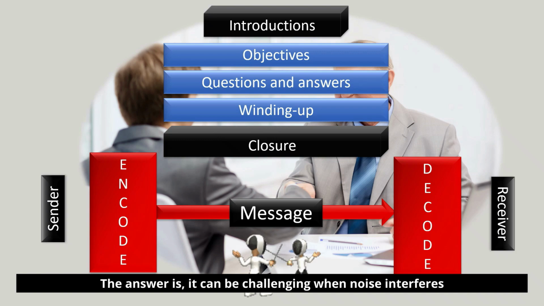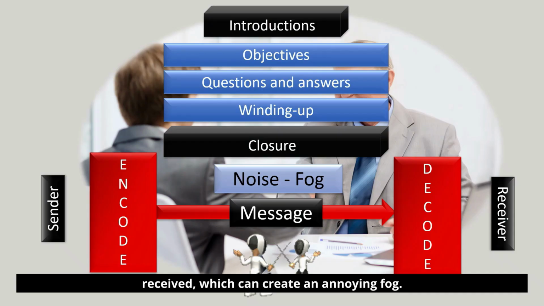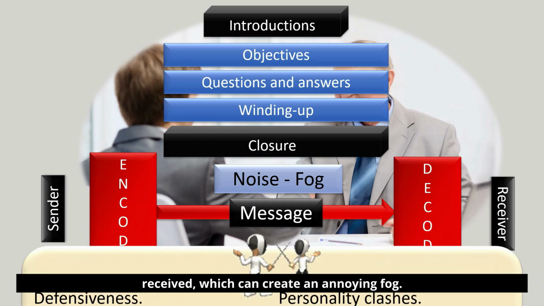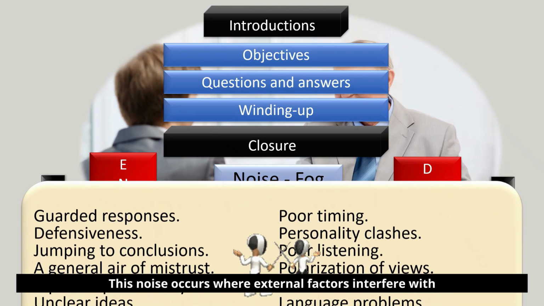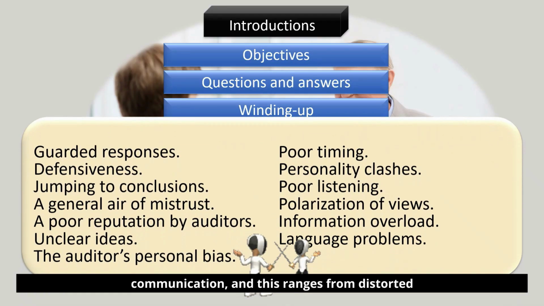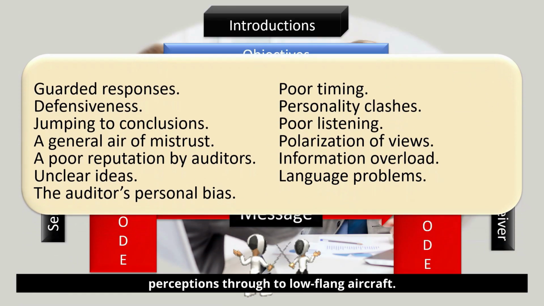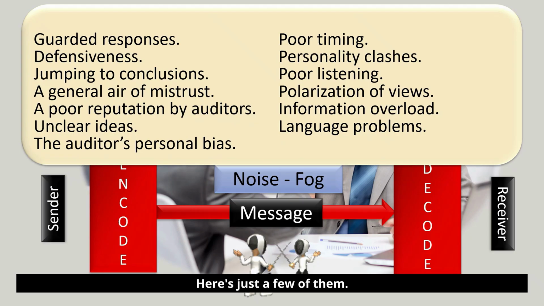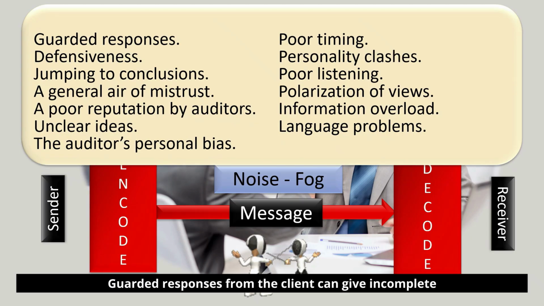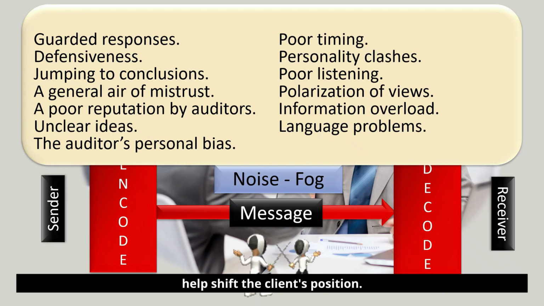The answer is, it can be challenging when noise interferes with the messages sent and received, which can create an annoying fog. This noise occurs where external factors interfere with communication, and this ranges from distorted perceptions through to low-flying aircraft. Here's just a few of them. Guarded responses from the client can give incomplete information. Trying to understand what the client is worried about can help shift the client's position.